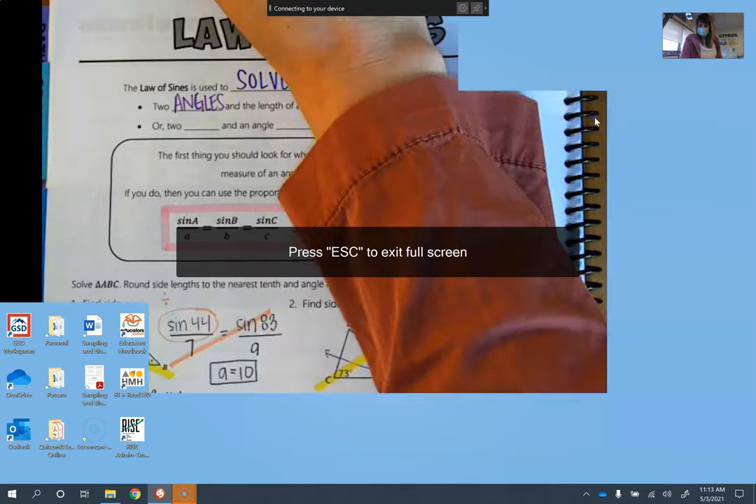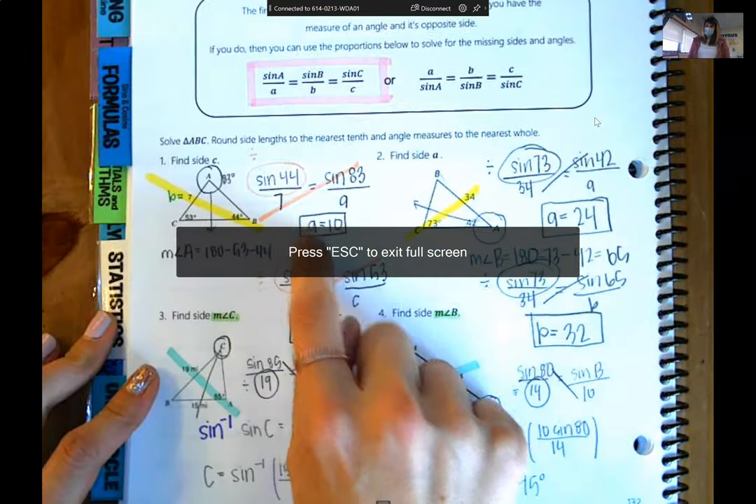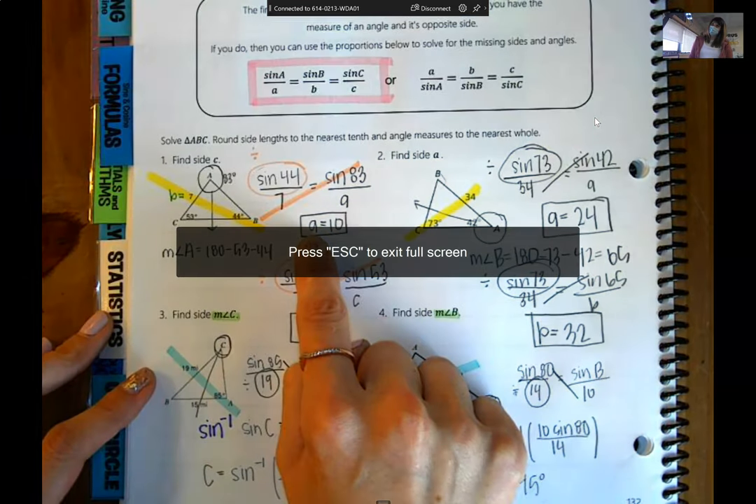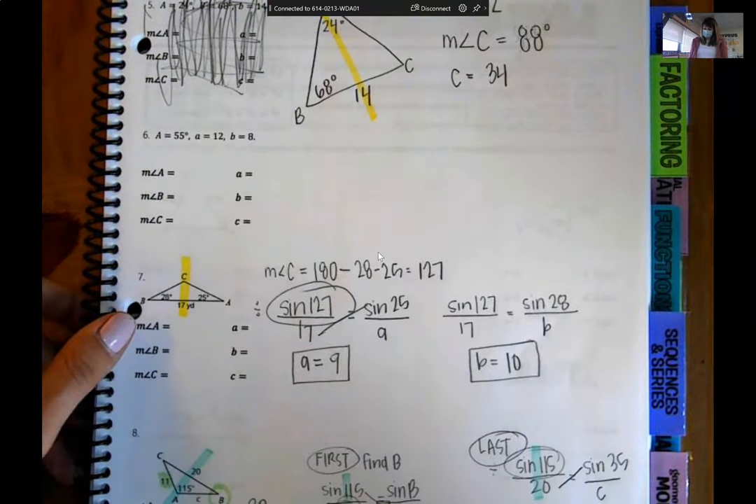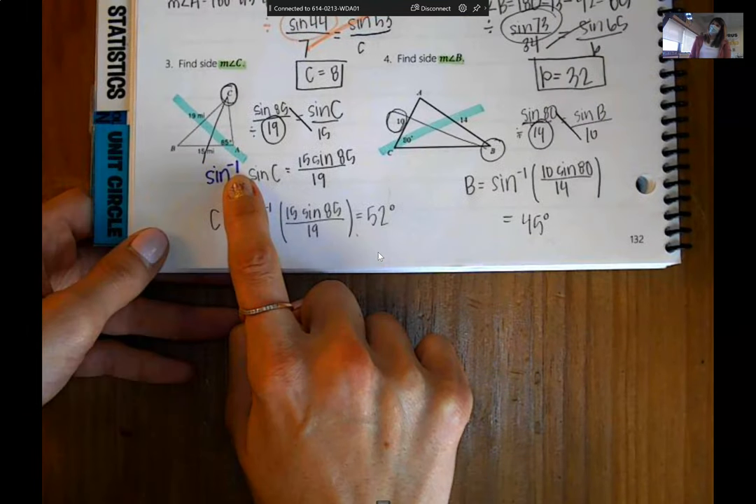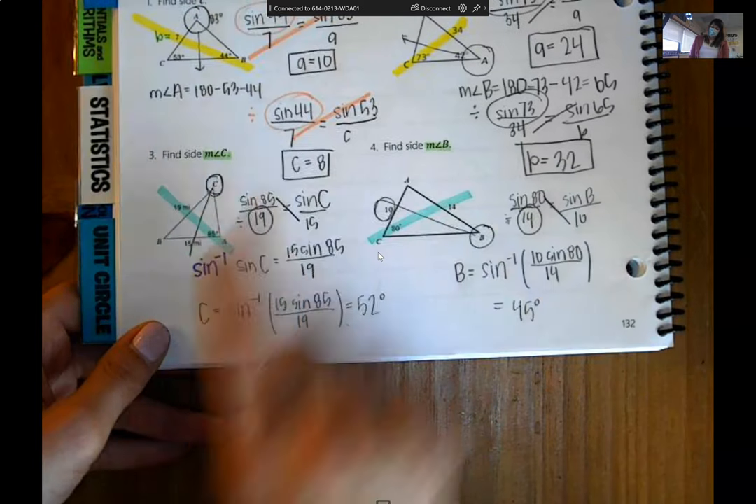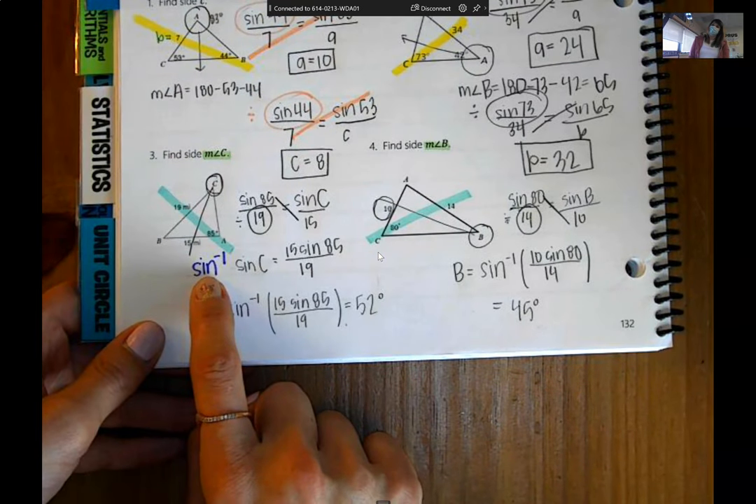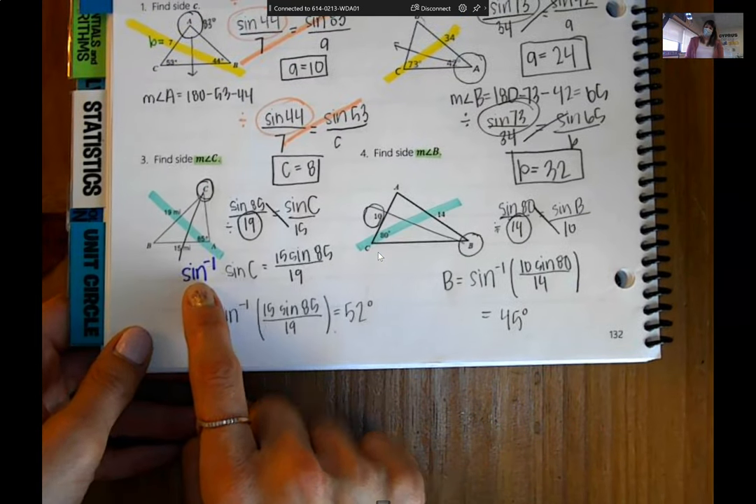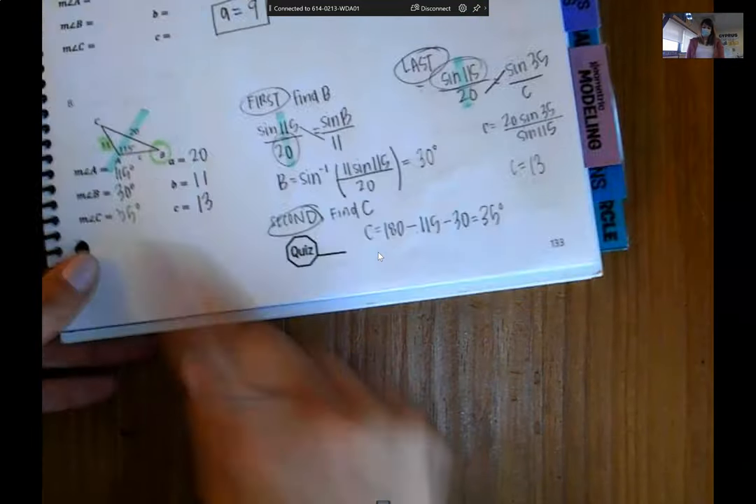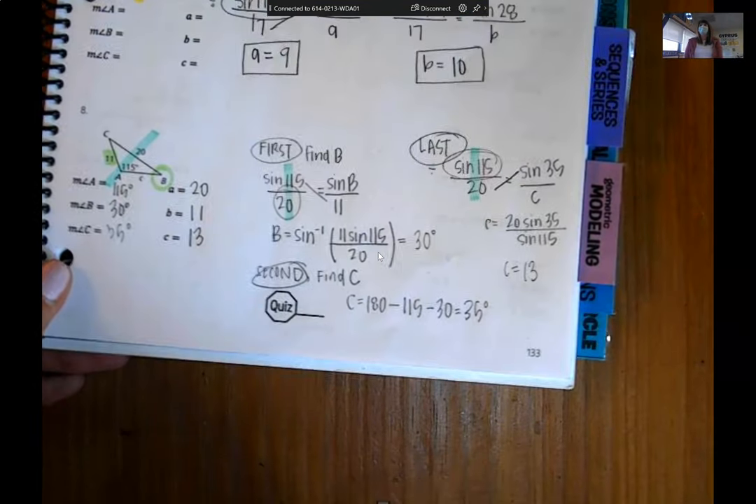Okay, so we can find a missing side, or we can find a missing angle. For a missing side, we just plug in our fraction. For a missing angle, we have to use sine inverse. Then we put that all together last time and solved triangles.